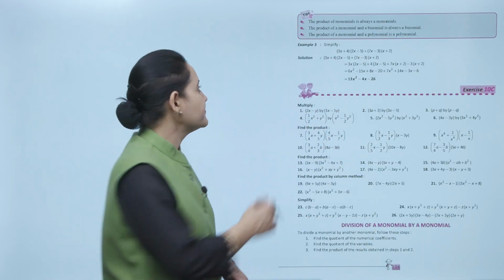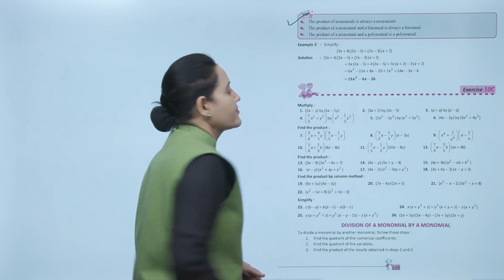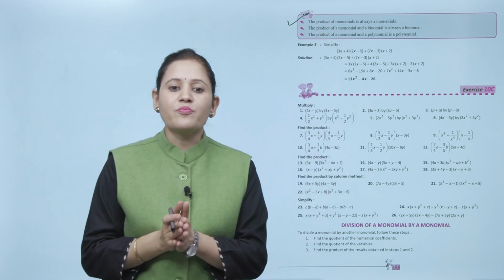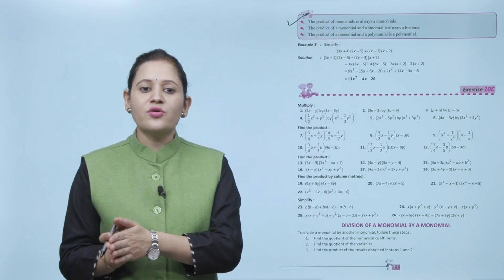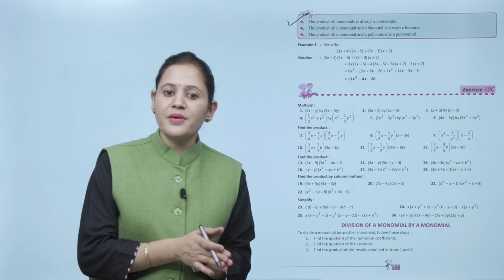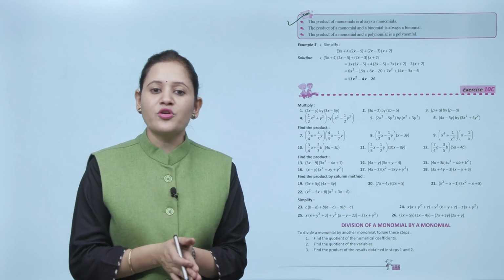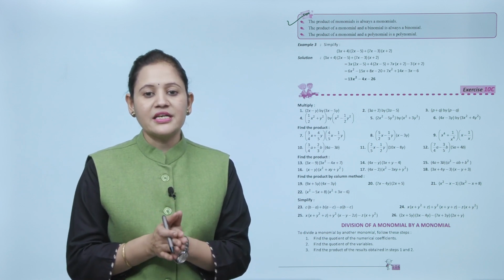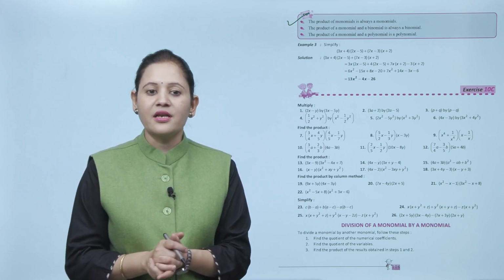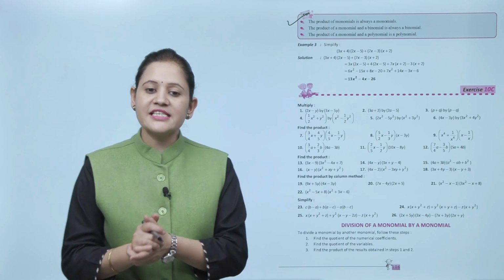Next, tips. The product of monomial is always a monomial. The product of a monomial and a binomial is always a binomial. The product of monomial and a polynomial is always a polynomial. Next, exercise 10C.